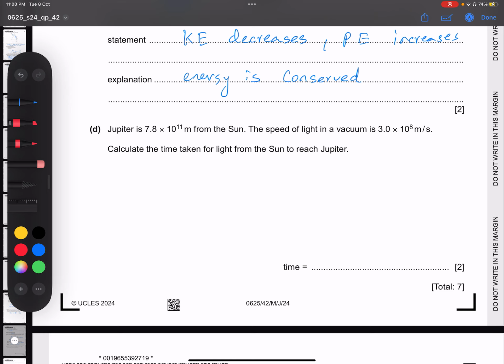Okay. Jupiter is 7.8 into 10 to the power 11 meters away from the sun. The speed of light in a vacuum is 3 into 10 to the power 8 meters per second. Calculate the time taken for light from the sun to reach Jupiter.